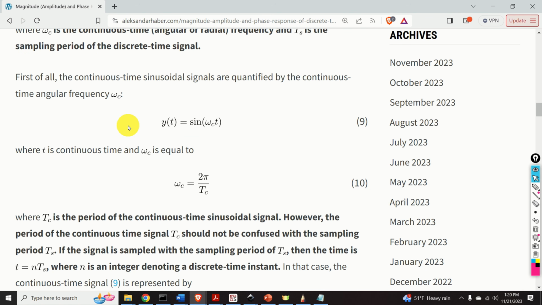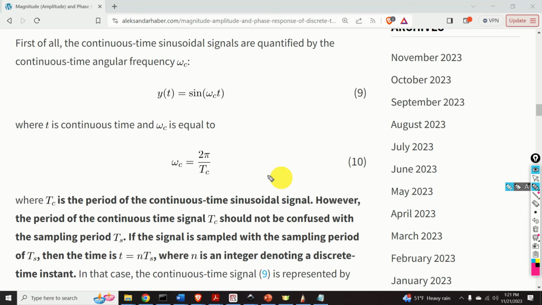First of all, the continuous time sinusoidal signals are quantified by the continuous time angular frequency omega_c. We can represent the continuous time sinusoidal signal like this. t is time. omega_c is equal to 2 pi over T_c, where T_c is the period of the continuous time sinusoidal signal. Now, let us sketch this signal. Here is time, and here is y of t. The signal looks like this.